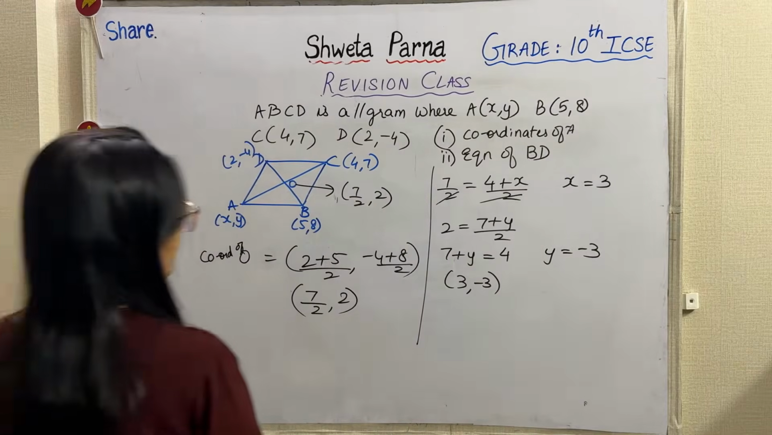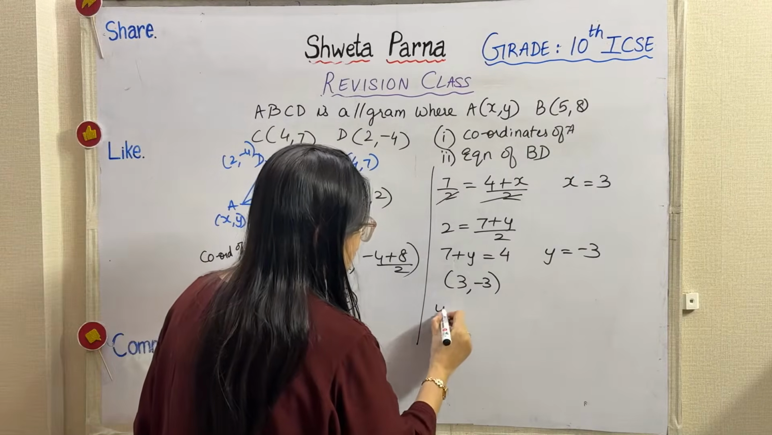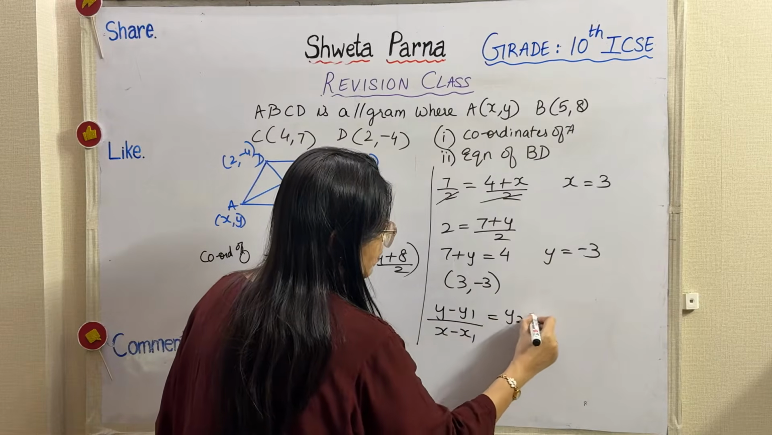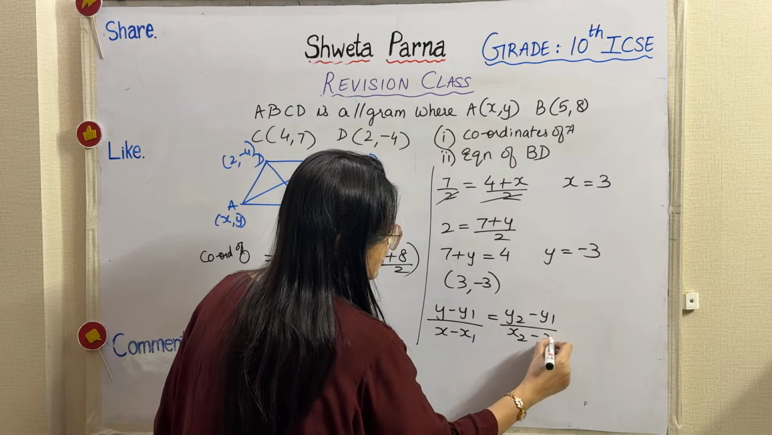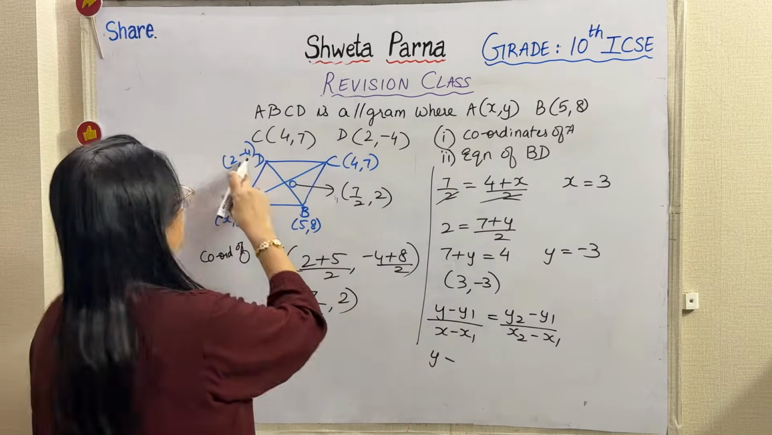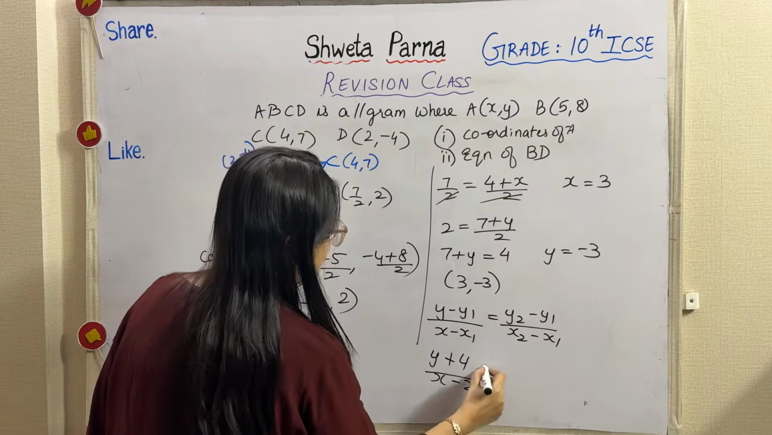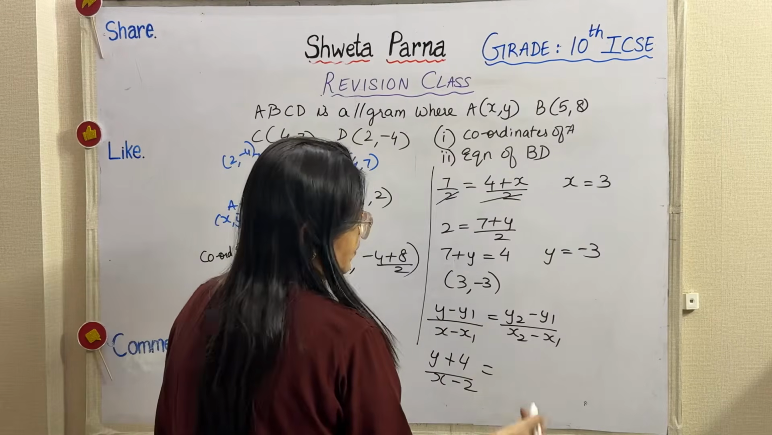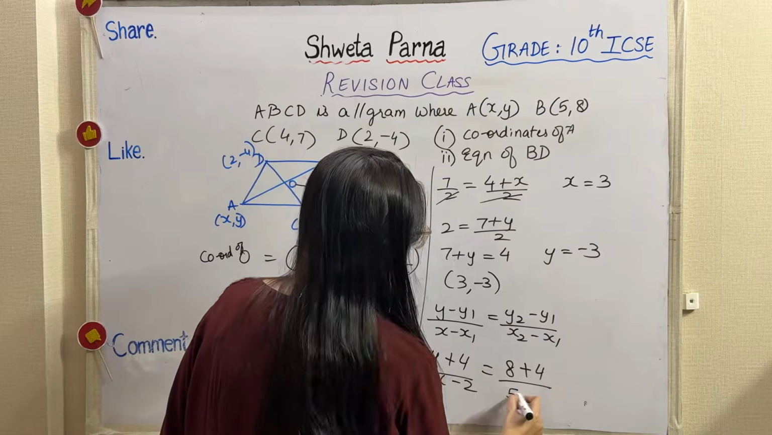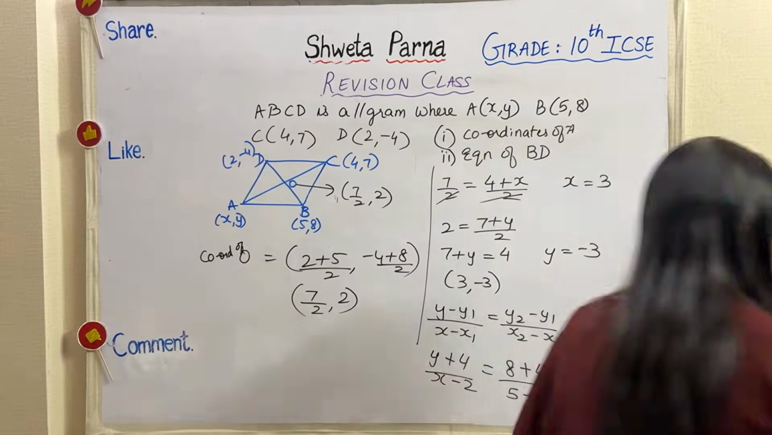Now you have to find the equation of line BD. Two points are given to you. You can use the two-point form, (y minus y1) upon (x minus x1) is equal to (y2 minus y1) upon (x2 minus x1). Whichever point you want, take as y1. If I take this as y1, this becomes (y plus 4) upon (x minus 2) is equal to (8 plus 4) upon (5 minus 2), and then solve this. Clear? Let's move ahead, children.